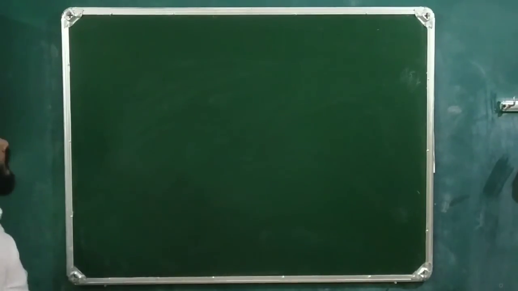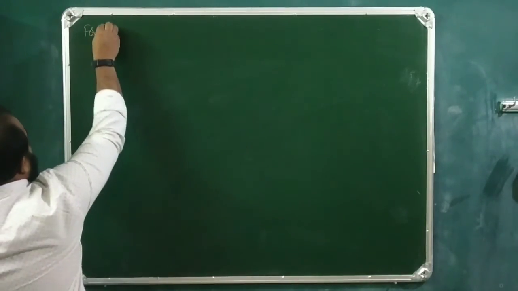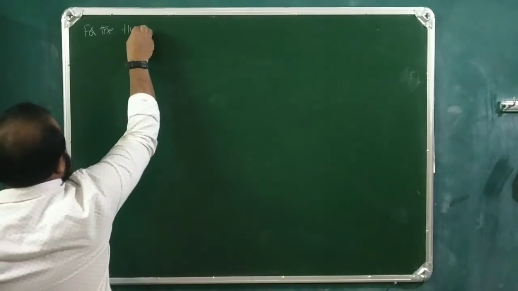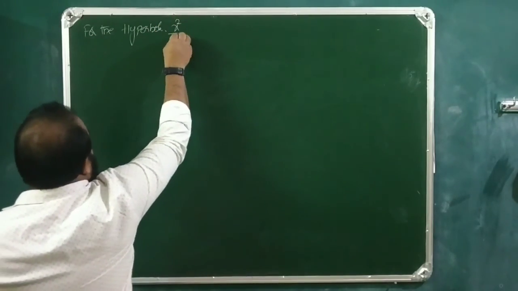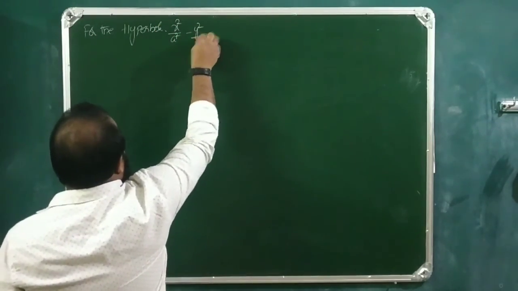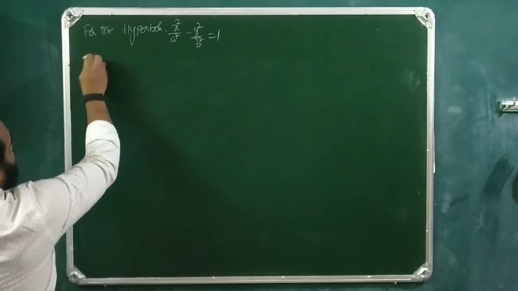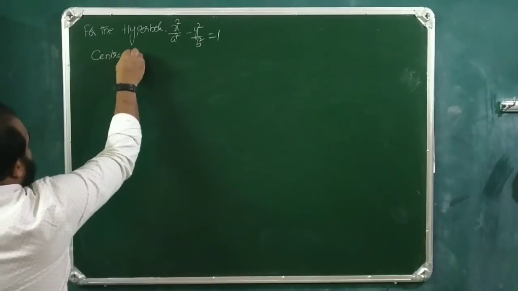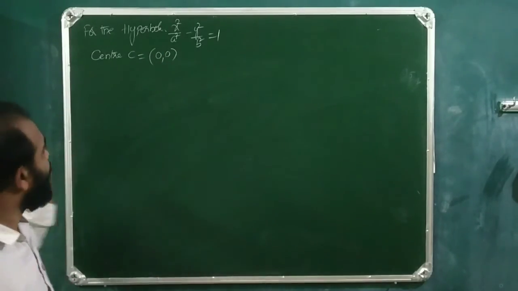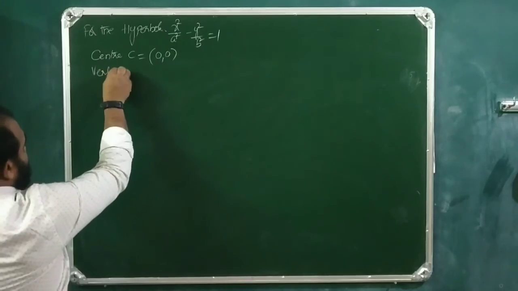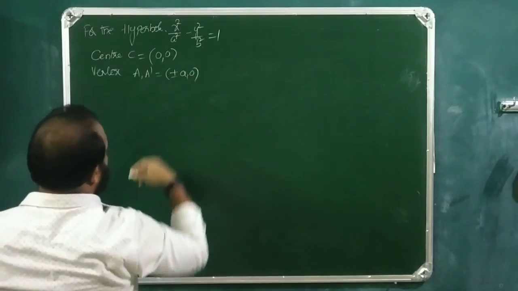Let us write all the formulae at one place. For the hyperbola x square by a square minus y square by b square equals to 1, the center C is equals to 0, 0. Center is at the origin. Vertices A, A dash are plus or minus a comma 0.